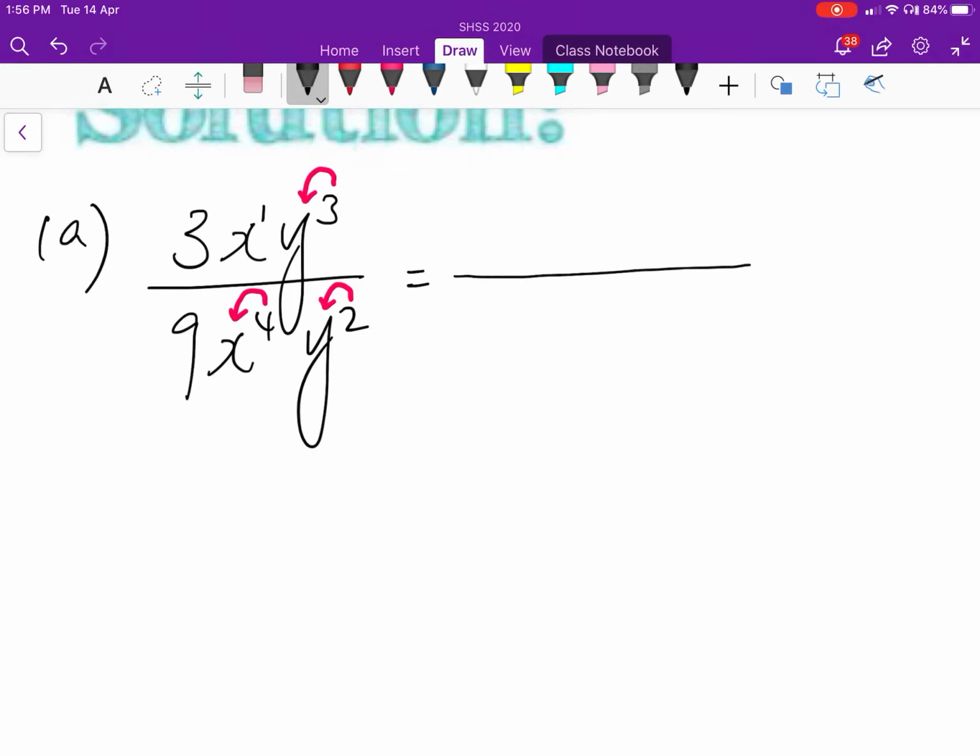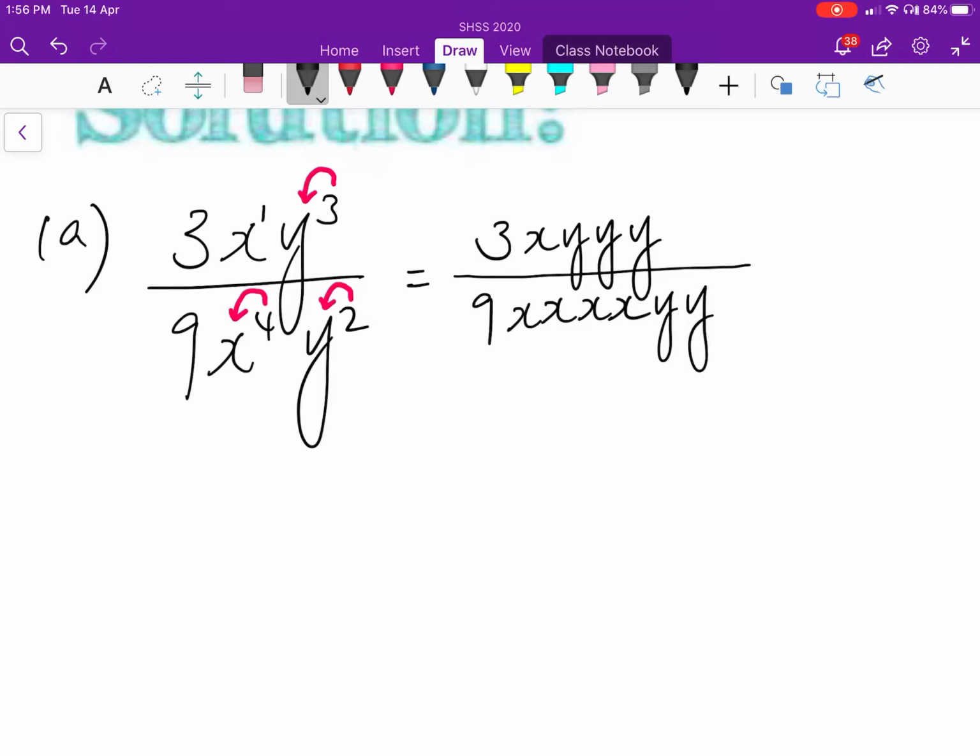So if I use the concept, it's actually 3x, y cubed is y times y times y. At the denominator is 9, x to the power of 4 means x times x times x times x, y times y. Now, it's time to start cancelling. Note that all these are connected with a multiply. And like what we discussed just now, if it's connected with a multiply, we can just cancel them out. Okay, so what can we cancel out? We can cancel out the x and the x.